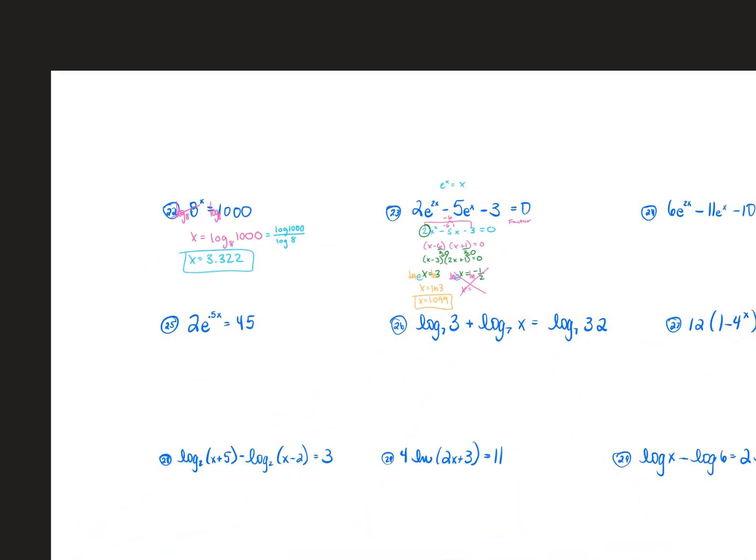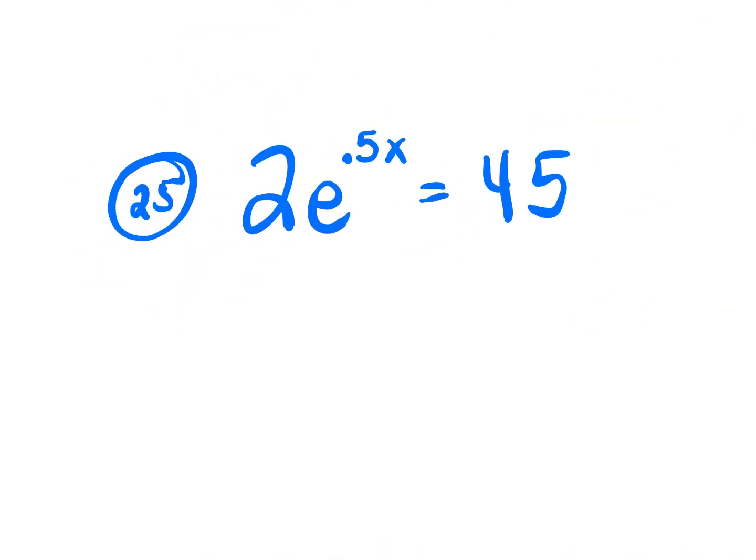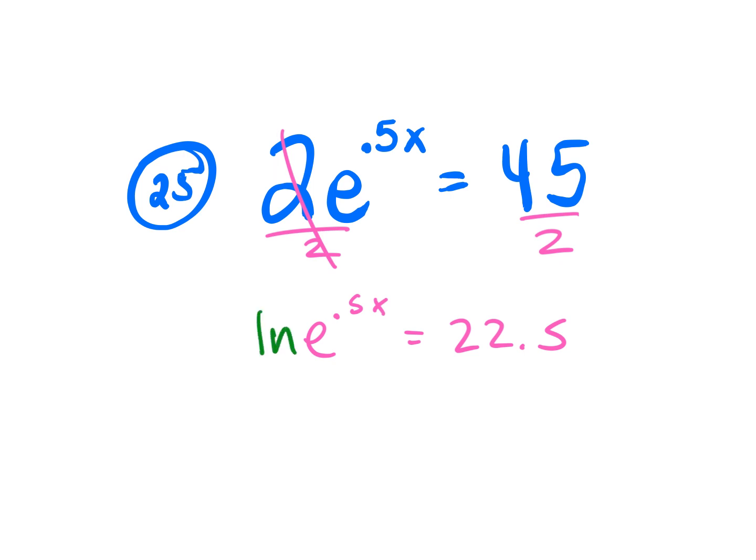All right, let's do 25. What should we do first for 25? Divide by 2. We need to get the e all by itself, so we're going to divide by 2. So e to the power of 0.5x is equal to 45 divided by 2, which is 22.5. Now, how do we get rid of the e? Take the ln. So 0.5x is equal to the ln of 22.5.